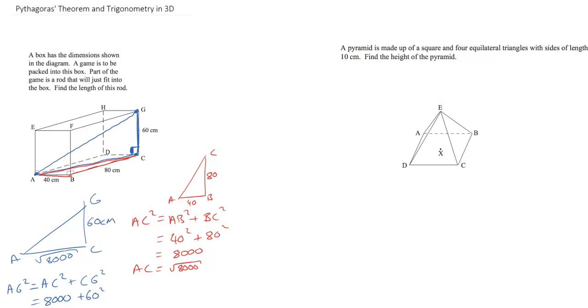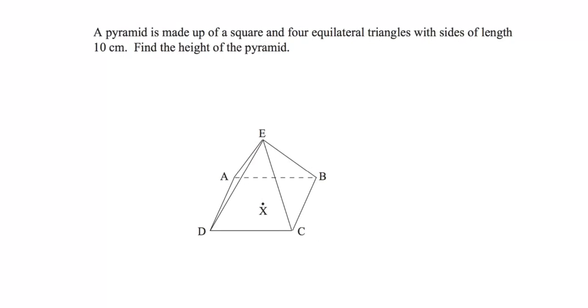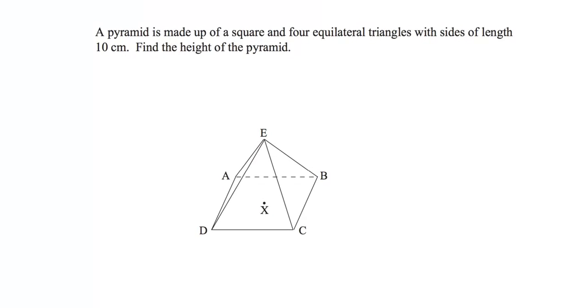Right, let's take a look at a second example. Okay, so a pyramid is made up of a square and 4 equilateral triangles with side length 10 centimeters. Find the height of the pyramid. Okay, well, let's have a little think about how we could do this. So first of all, maybe we could construct again a triangle that we could use to help us find the height, from E to X of that pyramid.